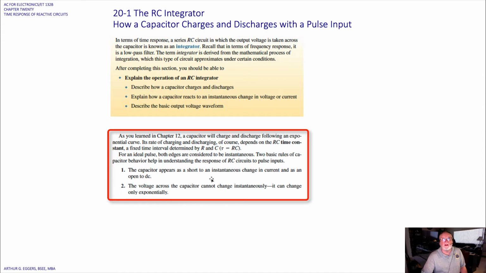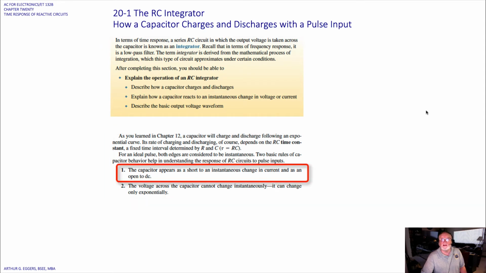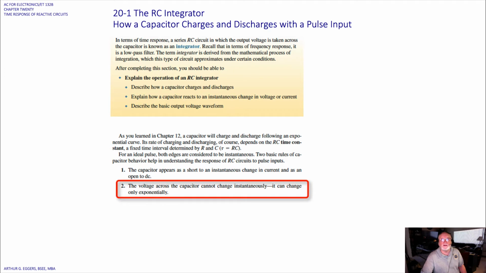So for an ideal pulse, both edges are considered to be instantaneous. Two basic rules of capacitor behavior help us to understand the response of RC circuits to input pulses. The capacitor appears as a short to an instantaneous change in current and as an open to DC. The voltage across the capacitor cannot change instantaneously, and it can change only exponentially.